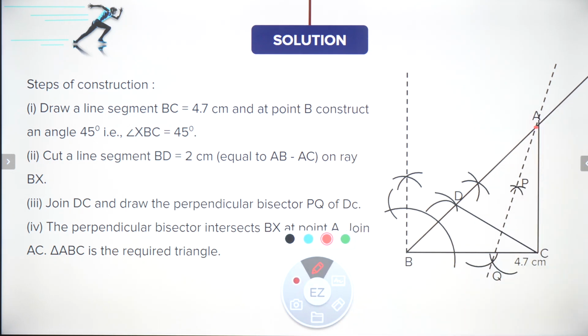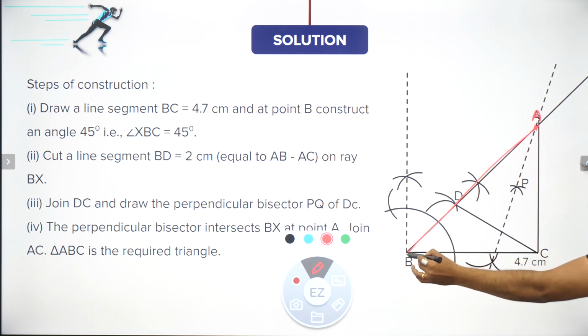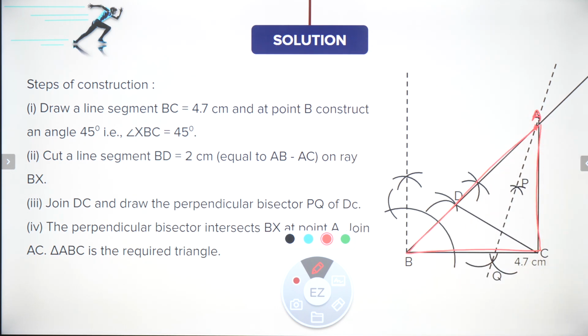I thought I was getting it wrong, but my rough drawing was correct. So we extend the perpendicular bisector until it intersects this ray BX. That will be your point A. So now A, B and C will be your given triangle. Okay, so this is how this question can be done.